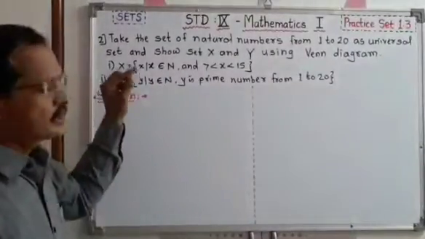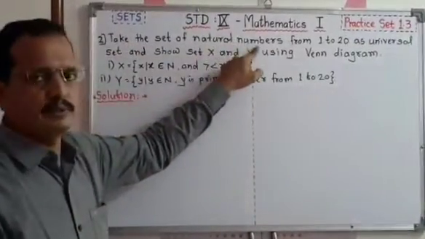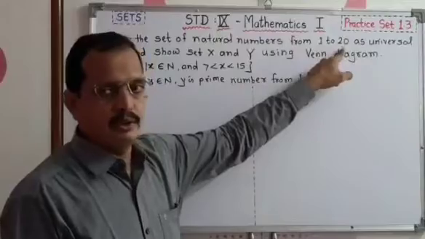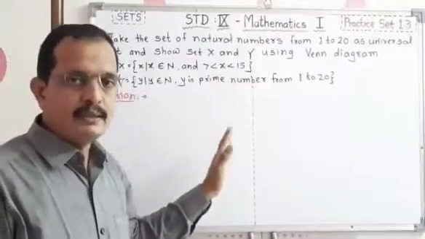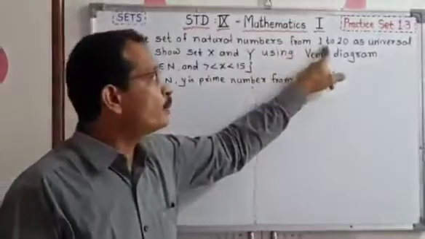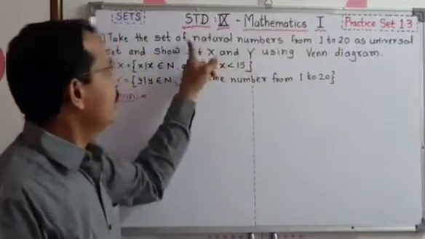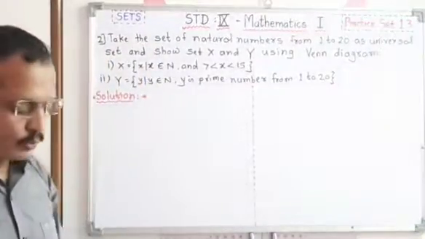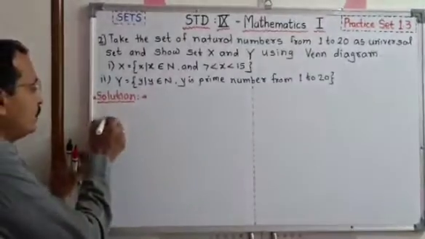Dear student, see the question again. Take the set of natural numbers. The second condition is given: from 1 to 20. That means we have to take one set as a universal set. That set is the set of natural numbers, but not all natural numbers, only up to 20. That means we have to write the natural numbers from 1 to 20, and that set is the universal set. Dear student, all of you know that we denote the universal set by U.